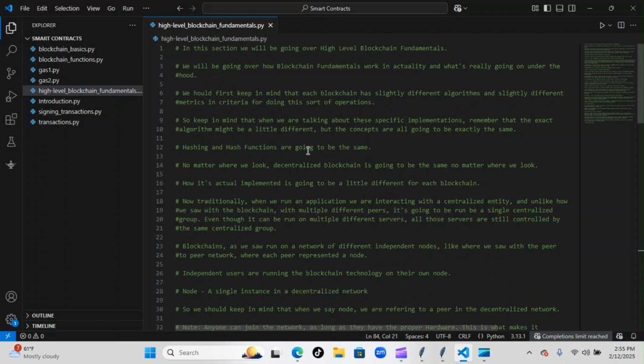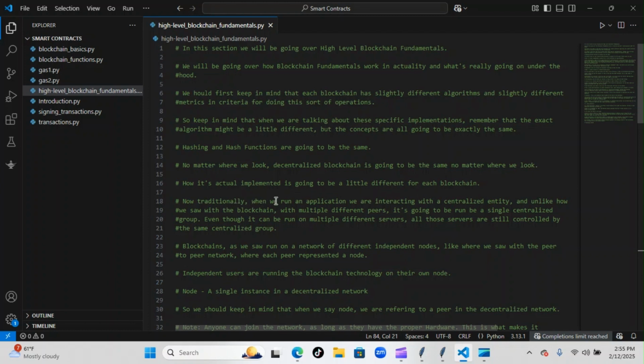Hashing and hash functions are going to be the same. No matter where we look, the decentralized blockchain is going to be the same no matter where we find it. So even though some of the blockchains may differ in how they actually handle the operations, mostly all of the blockchain decentralized functions are going to be exactly the same no matter where we see it. Now, how it's actually implemented is going to be a little different from each blockchain, like I just said.